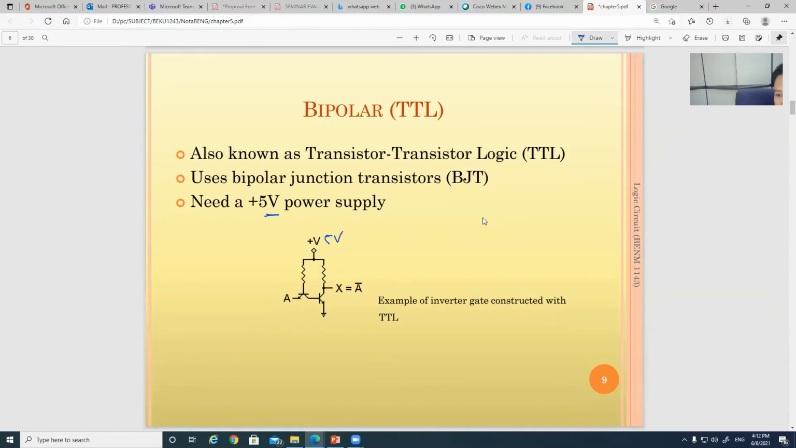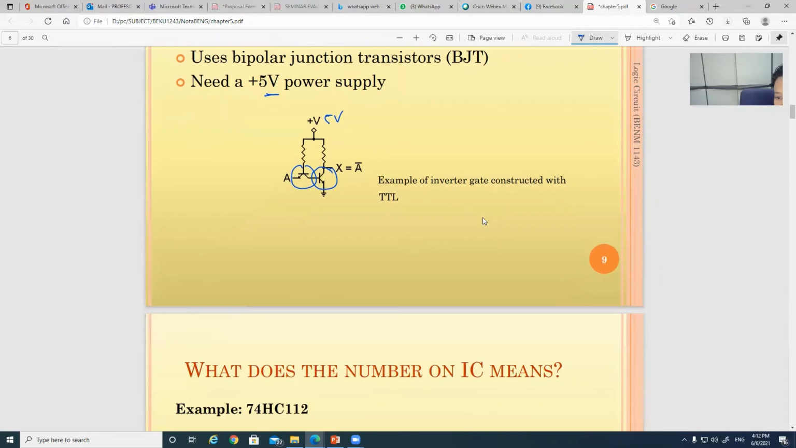So this is an example. You can see in the figure an example of an inverter gate constructed with TTL. This is our transistor and this is another transistor. This one is NPN and this one is also NPN.